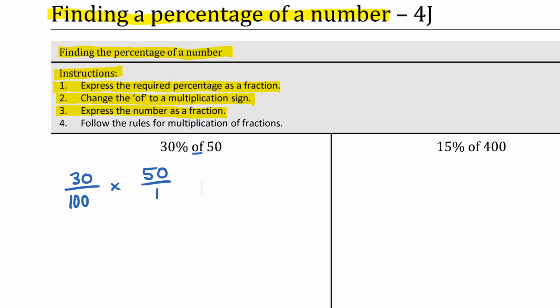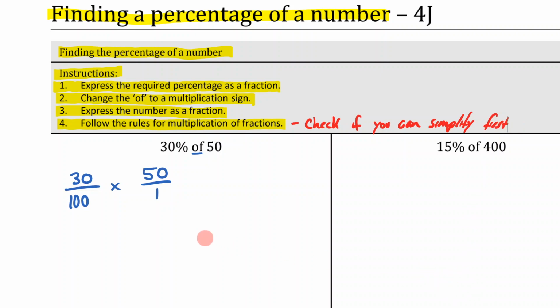Then our fourth step here says, follow the rules for multiplication of fractions. And remember, when you're multiplying fractions, what do you always want to check first? You want to check if you can simplify first. So don't just do the multiplication straight away. See if you can simplify it first.